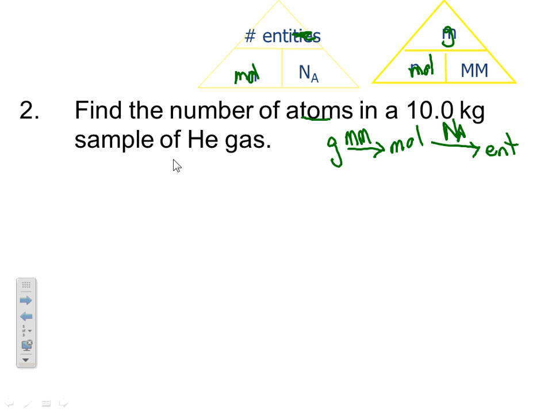So this is very much like the last one. I am going to need a molar mass, and I'm given the formula, He. That's easy, it's all by itself. I do have to check my periodic table: 4.0 grams per mole. Okay, so I need this equation here. I'm looking for moles. Moles equals grams divided by molar mass.